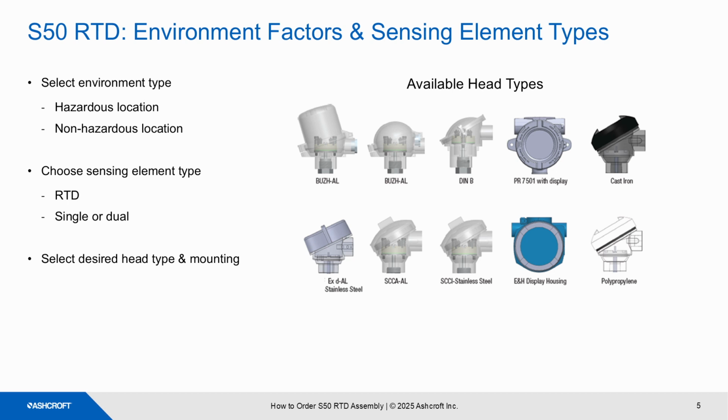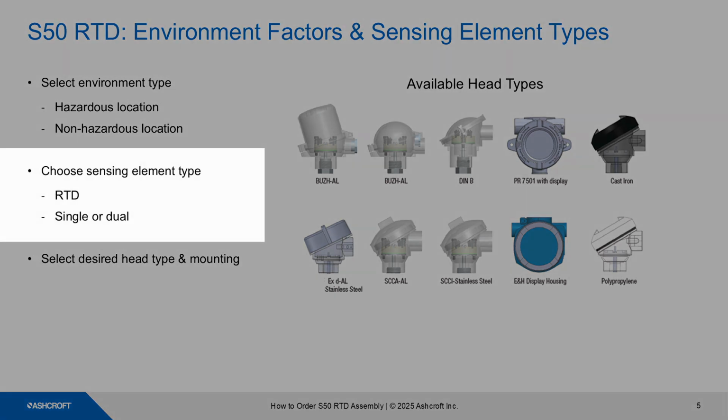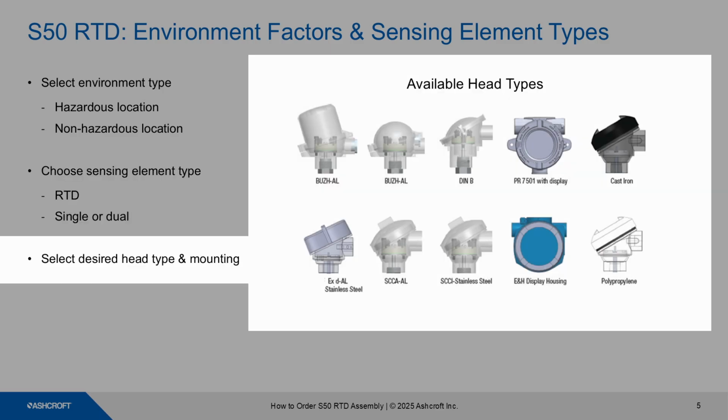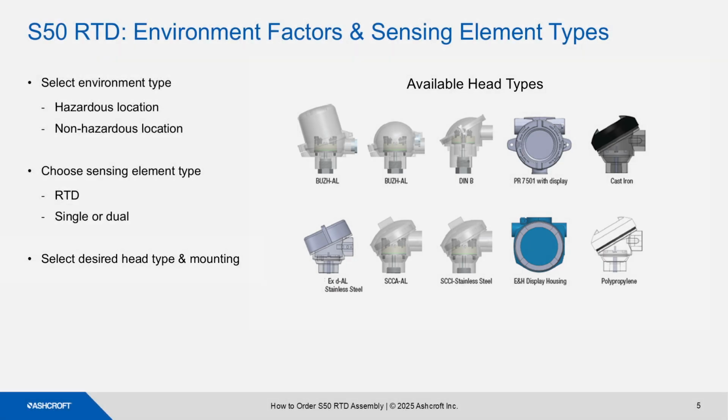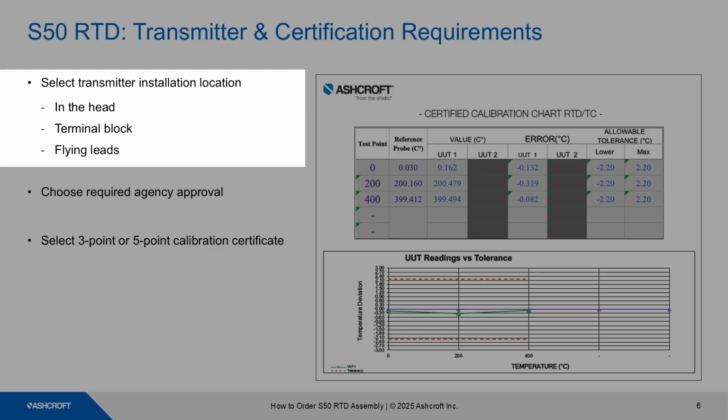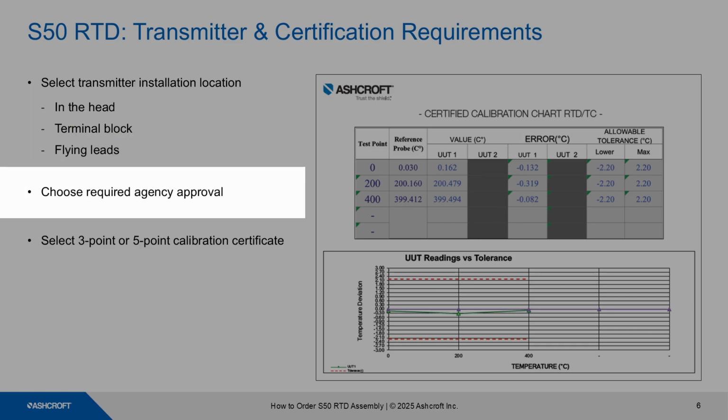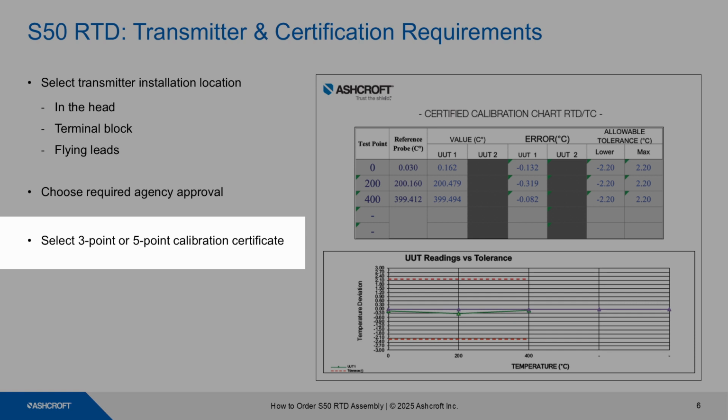Once you know the location type, you will be ready to select the sensing element, which can be a single or dual RTD. Then you can select from a range of available head types that will perform best in the location of your application. Next, you will need to decide if a transmitter is needed or not. The transmitter can be mounted in the head, or a terminal block can be mounted in the head, or just flying leads in the head. The required agency approval will be based on the area classification and the method of protection, and a 3 or 5-point calibration certificate may be required.